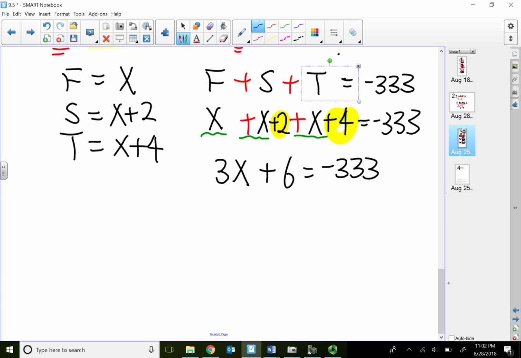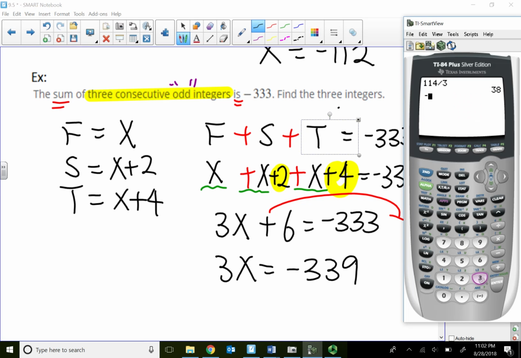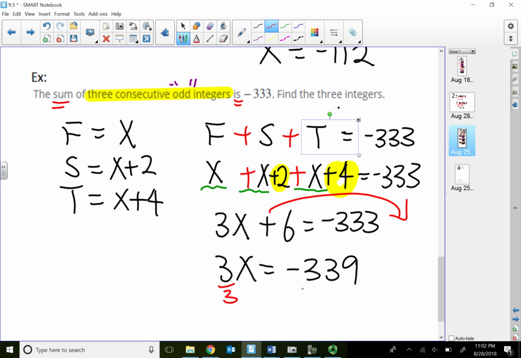Since my variable term is only 3x, and it's positive on the left, I'm going to let it stay. Move the positive 6 over. I get 3x equal to negative 333, positive 6 comes over, becomes negative 6, or minus 6. That gives me negative 339. Divide both sides by 3. My answer: x equals negative 113. That's good news because that's an odd integer. So my smallest consecutive odd integer has got to be negative 113.